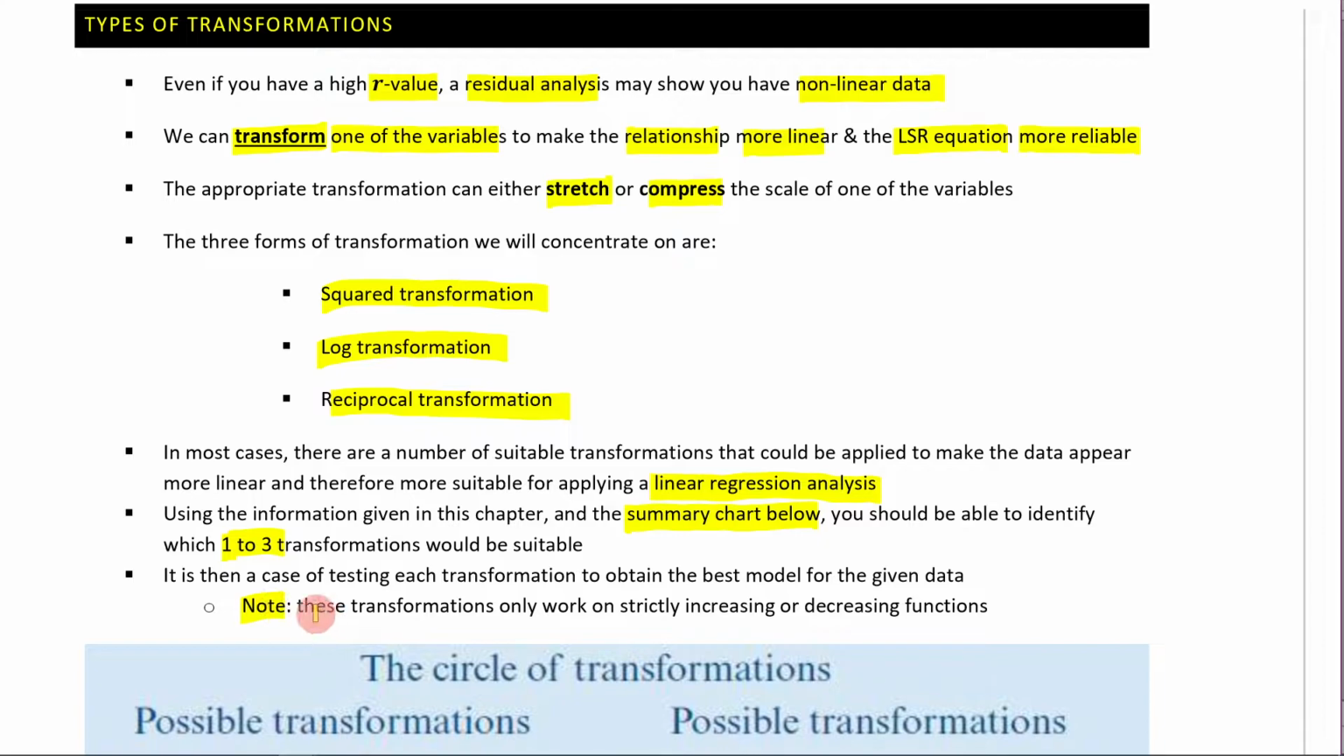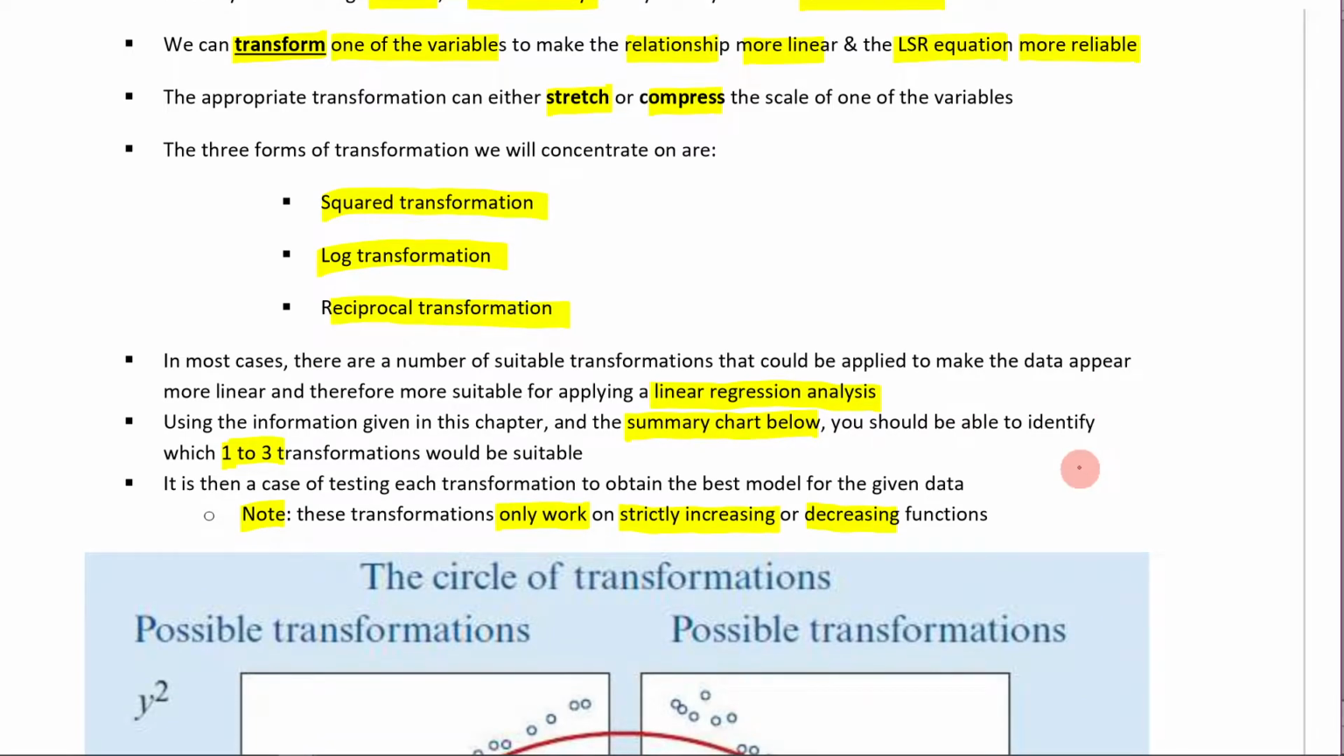And then we've got a note here that says these transformations only work on strictly increasing or decreasing functions. So what that means, if we can picture something like this, if I draw myself some axes, if we had a relationship that looked like this, so maybe it goes up and up and up, and then it kind of goes down and down and down. Do you see how this is going both up and down? If this is happening, in which we have an increasing and decreasing, you can't apply any transformations to this. You can only transform something that is either increasing or decreasing, not both.